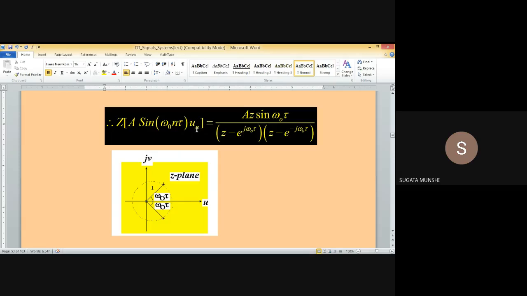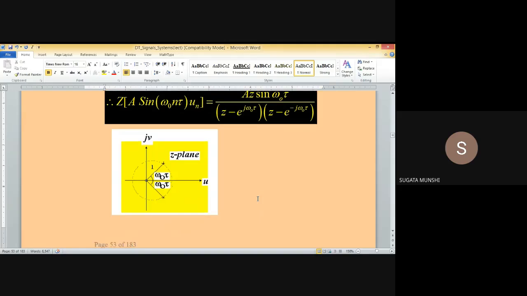If tau is absorbed within the angular frequency, what will be the unit of the angular frequency? Instead of radians per second, it's radians. That happens only for discrete time signals. So if it is sin(omega 0 n) u[n], omega 0 is in radians.